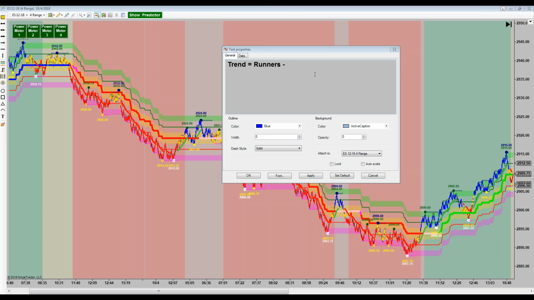There we go. Okay. So the term runner means, maybe the better way to put it is larger targets. Now, the opposite of a trend is a range, obviously everybody knows that, and range normally implies scalping. And by definition, scalping means smaller targets.